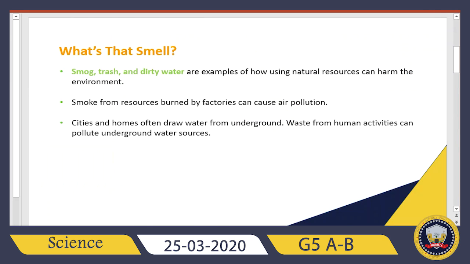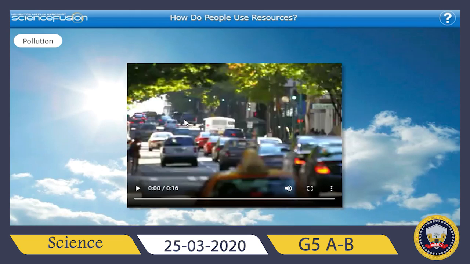So, what is pollution? Did you ever hear this word before? Sometimes when we are using natural resources to our benefit, we can also damage the environment, damage the ecosystem. Pollution is the waste product that damages an ecosystem.